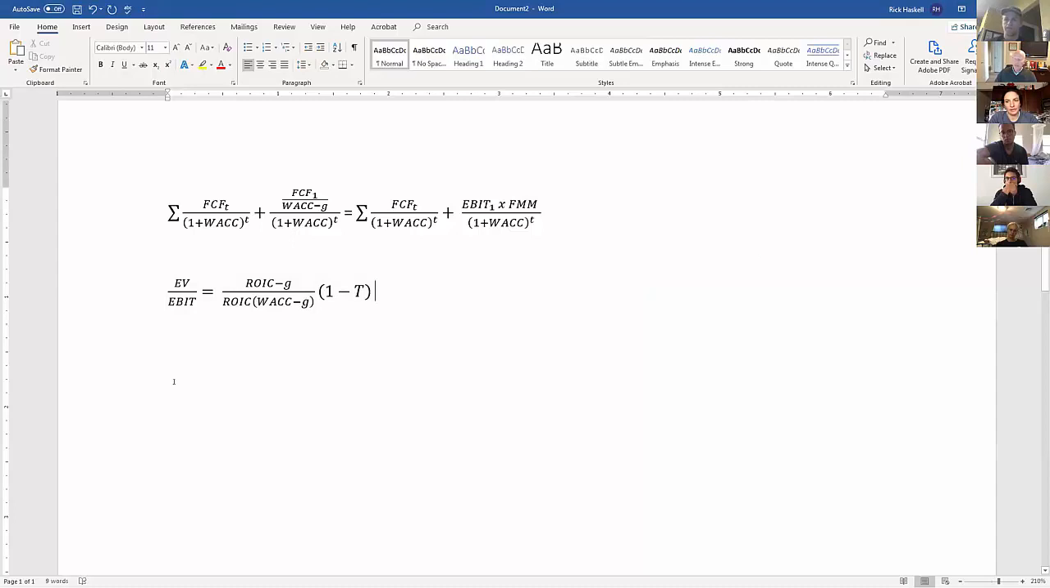Here is the equation, the algebraic underlayment of this multiple. And the EV/EBIT here is the multiple, right? That's the 3 or the 5 or whatever in our case. But we know that it equals this equation on the right-hand side: return on invested capital, cost of capital, growth, and tax.